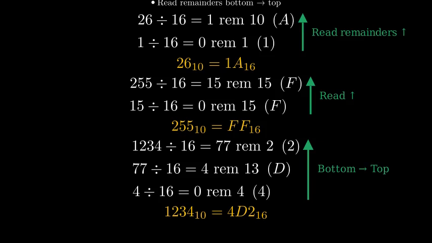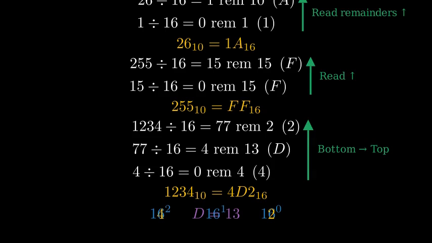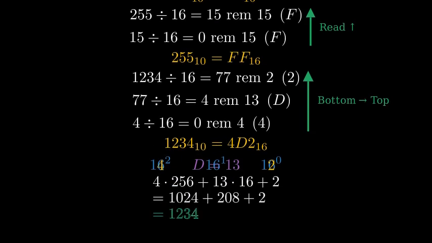Let us quickly check using place value. In base 16, the places are 16 squared, 16 to the 1, and 16 to the 0. In 4D2, the 4 sits in the 256 place. D, which means 13, sits in the 16 place, and 2 sits in the 1's place. So 4 times 256 plus 13 times 16 plus 2 equals 1,024 plus 208 plus 2, which is 1,234.